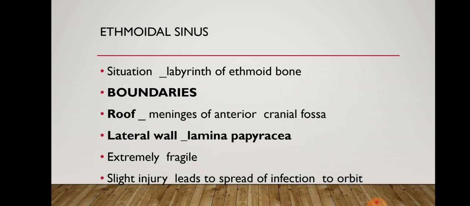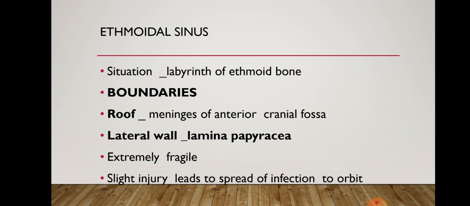Okay, so coming to the next sinus, that is the ethmoidal air sinus. Actually, these ethmoidal air sinuses are thin walled air cells. So that is the situation of this ethmoidal air sinus, thin walled air cells situated in the labyrinth of the ethmoid bone.